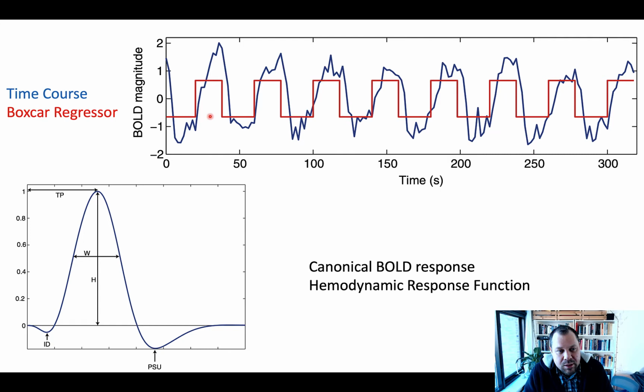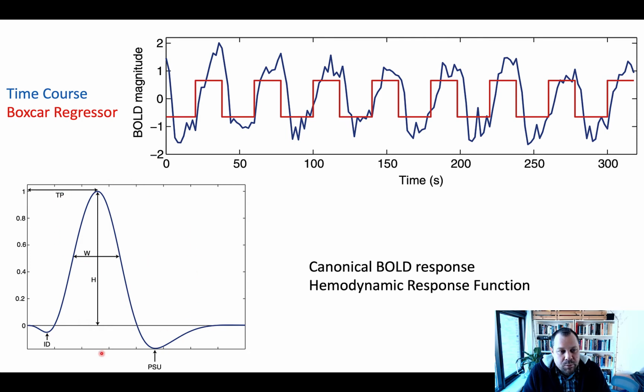And we can idealize this via these boxcar regressors that we then create. So in the red, you see the timeline of the experiment, how long something was on, that the participant was doing or attending to, versus off, when the subject was doing nothing. And we would then expect the signal of a region that is involved in this task to follow at least approximately the timeline of the experiment.